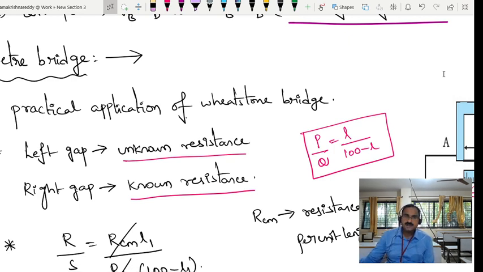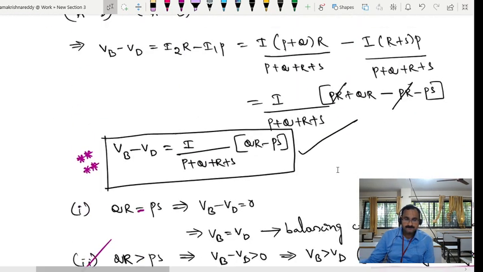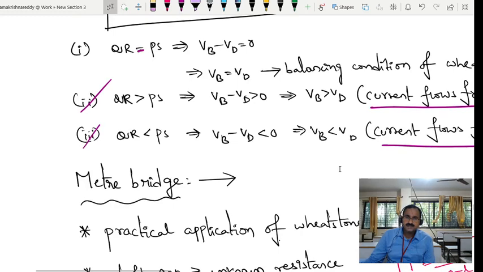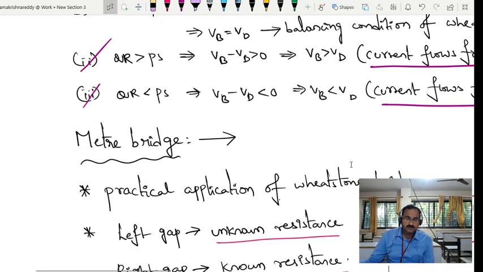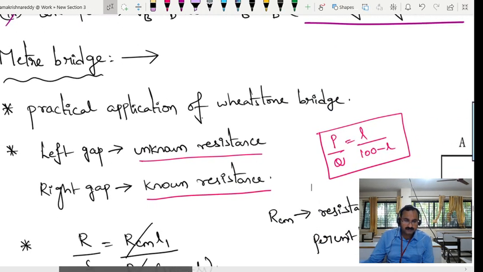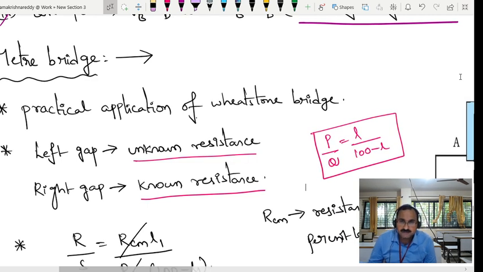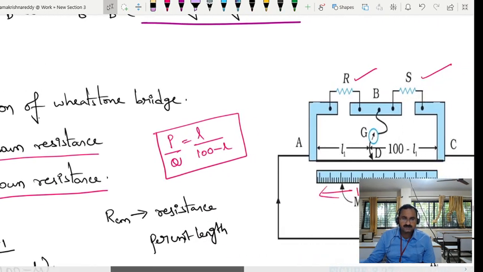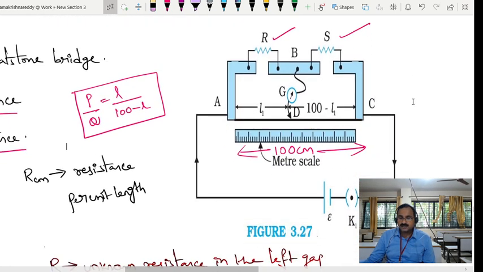So, in the previous class, we completed the remaining portion, that is Wheatstone bridge, Kirchhoff's laws, the balancing condition of the Wheatstone bridge, and the direction of current in an unbalanced Wheatstone bridge. Now we are coming to the meter bridge. Meter bridge is the practical application of Wheatstone bridge. Generally, in the left gap we place the unknown resistance, and in the right gap a known resistance.